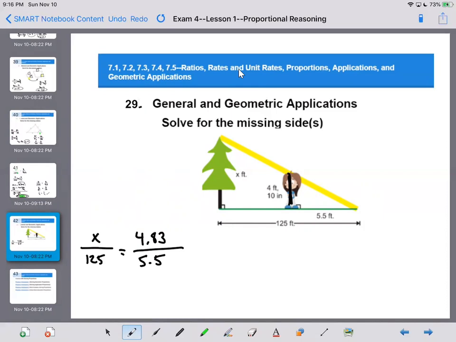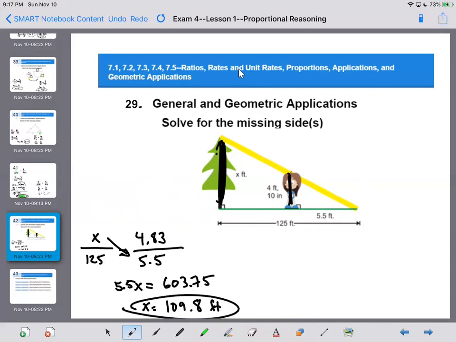So again, solving for the height of the tree, you can do cross products. That would be 5.5x is equal to 125 multiplied by 4 83/100, approximately 603 75/100. And when you divide by 5.5, 603 75/100 divided by 5.5 would be almost 110. So 109 8/10 feet, almost 110 feet using the proportions.